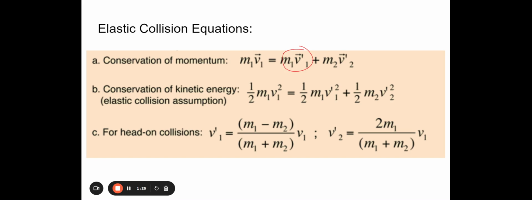All three of these equations consist of the same variables: m for the mass of the first and second objects, v with the tick mark for initial velocity of the first and second objects, and v without the tick mark for the final velocity of the first and second objects.